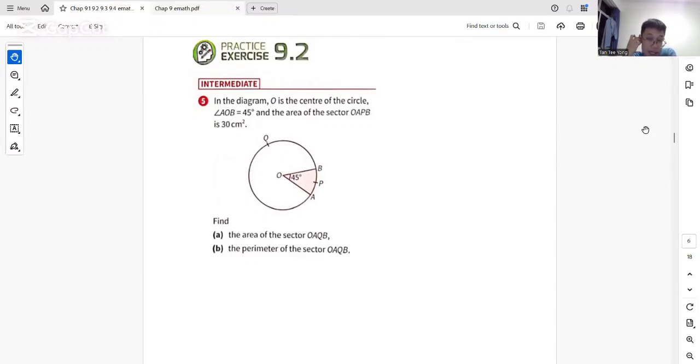We'll be going through exercise 9.2 from the new Discovering Math textbook. This should be in textbook 3B. All right, so let's look at the first question, question 5. In the diagram, O is the center of the circle.